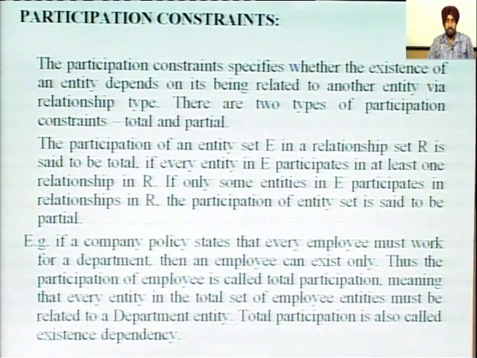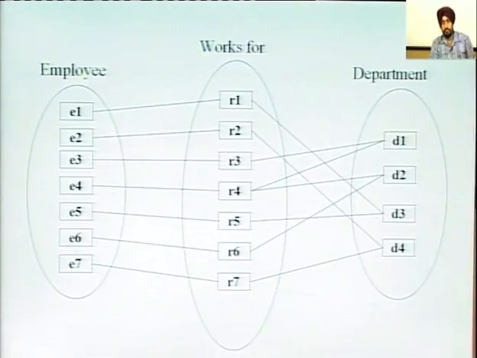For example, if a company policy states that every employee must work for a department, then an employee can exist only in that way. Thus, the participation of employee is called total participation, meaning that every entity in the total set of employee entity must be related to the department entity. Total participation is called existence dependency. And this is the example of the above topic.